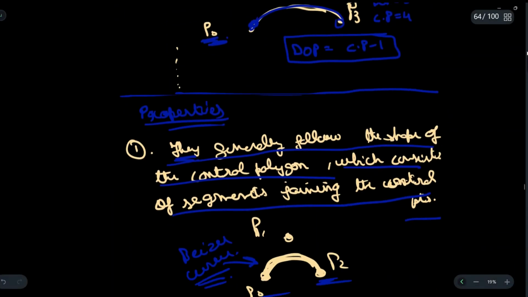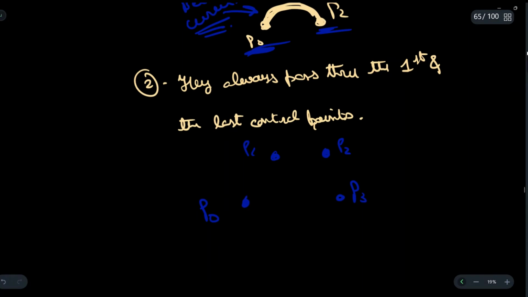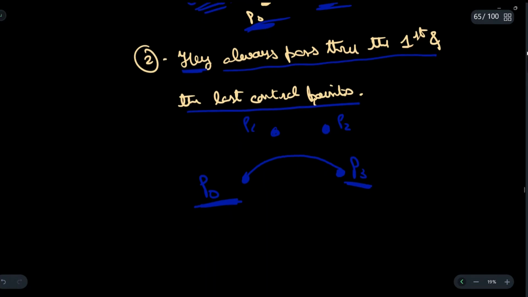But the thing to notice is that we always start from the initial point and we always end at the last point. By "they" we mean the Bezier curve. Bezier curves always pass through the first control point and the last control point. So this is our second property, which is very simple. Now let us come to property number 3.